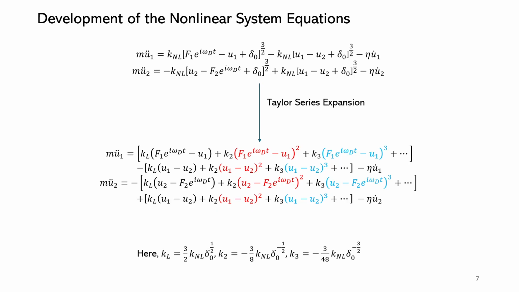K1, K2, K3 are the stiffness terms. We can control the linearity and nonlinearity from this stiffness term. If we increase the delta naught to a very high value, then the first term is much higher than the second and third terms, so this system becomes linearized. So at first we'll discuss the linearized system.